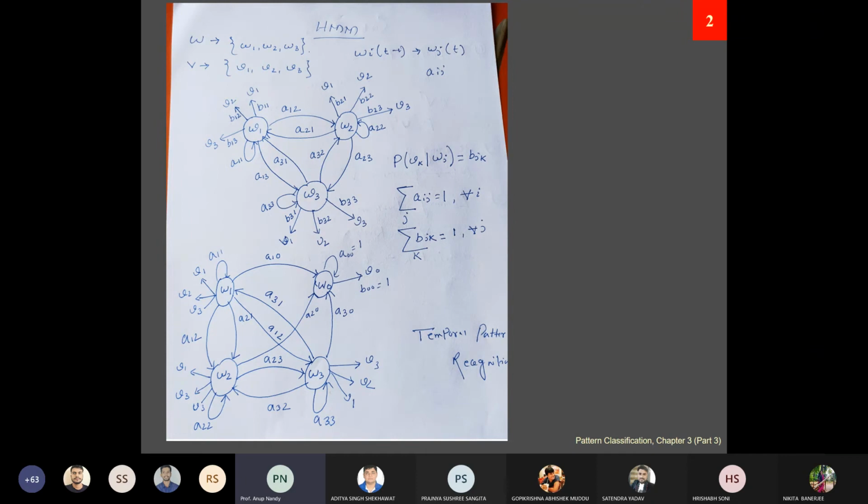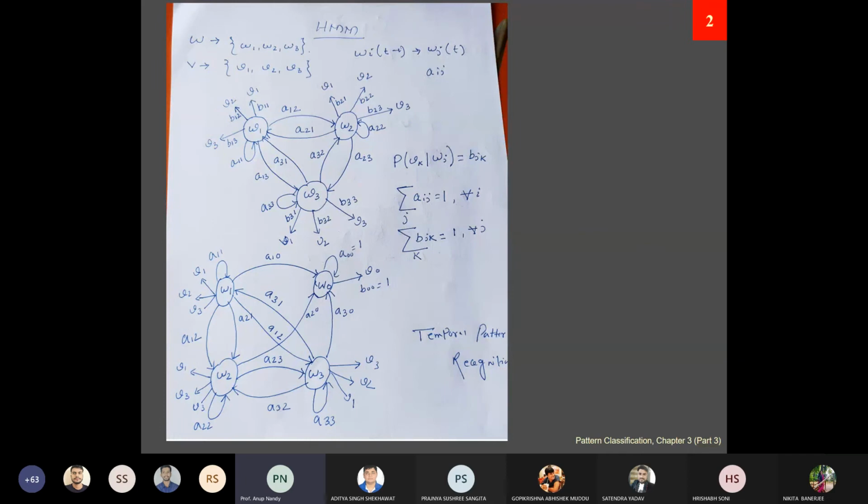So if you have the three hidden states W1, W2, and W3, there may be different transitions. If I write A12, it means if your model goes from W1 to W2, then the transition probability will be A12. If your model goes from W2 to W1, then the transition probability will be A21. If it is W1 to W3, then the transition probability will be A13. If the model goes from W3 to W1, then the transition probability will be A31, and so on.